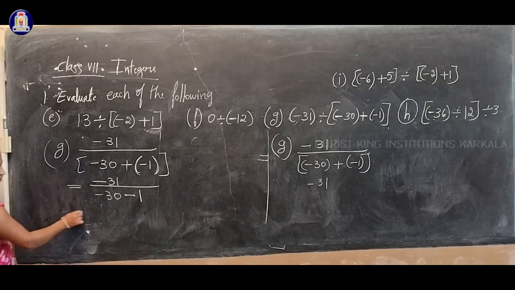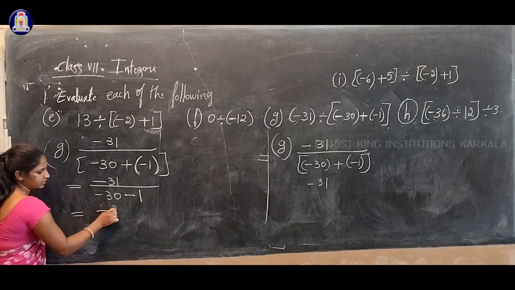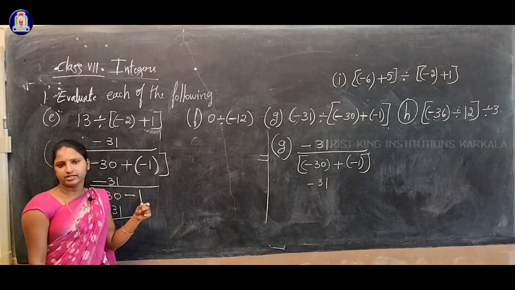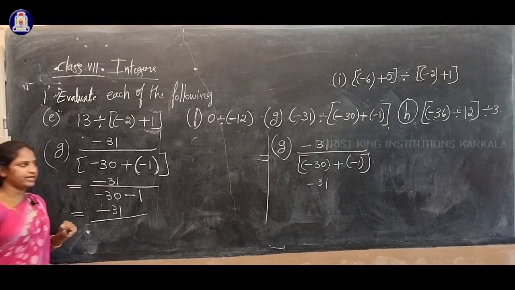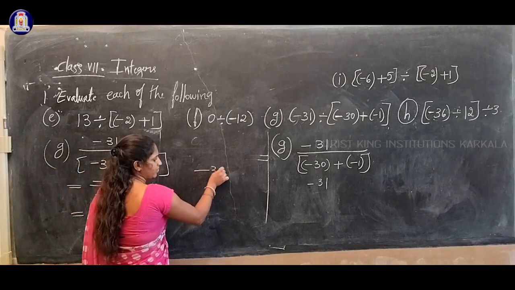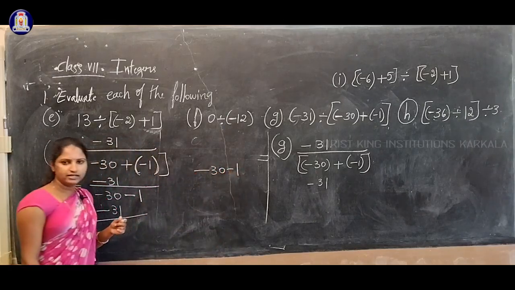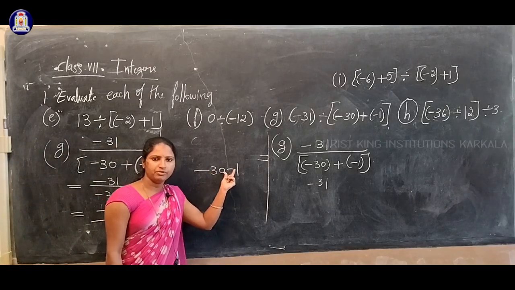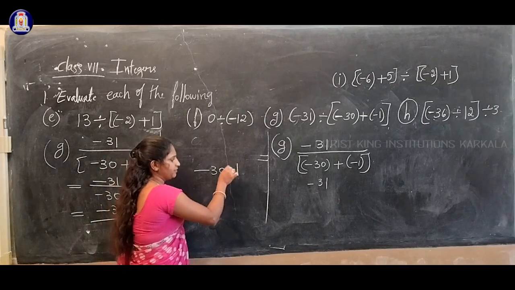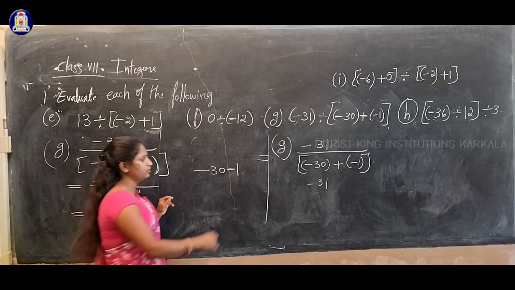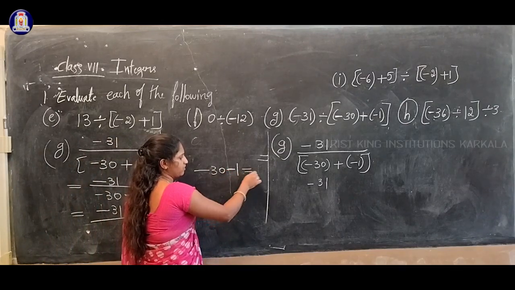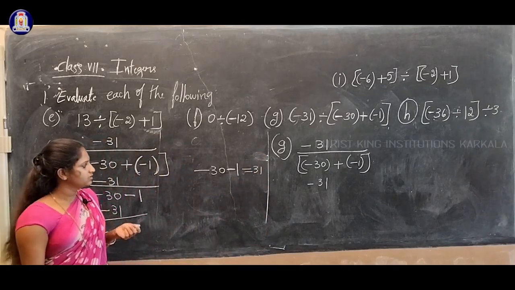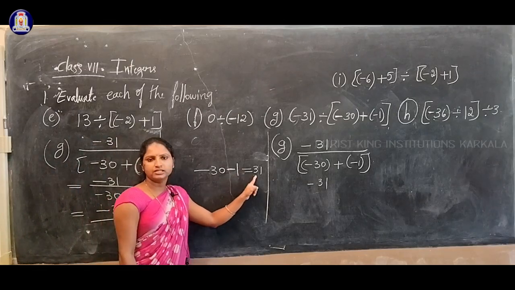Now the denominator again has two integers, minus 30 and minus 1. How to simplify minus 30 minus 1? The sign here is minus, and here also it is minus, which means the same sign. If you get the same sign, then you have to add. So 30 plus 1 is 31.